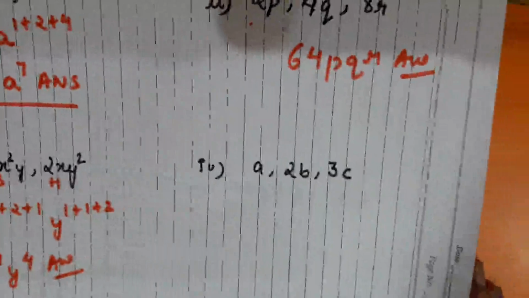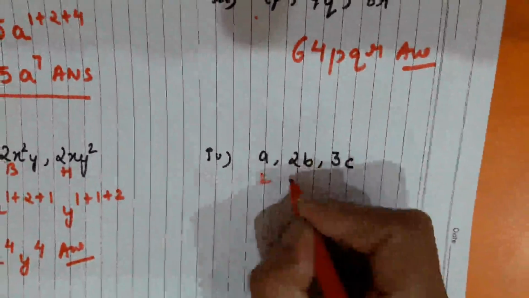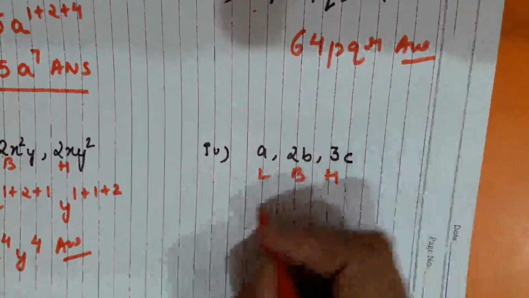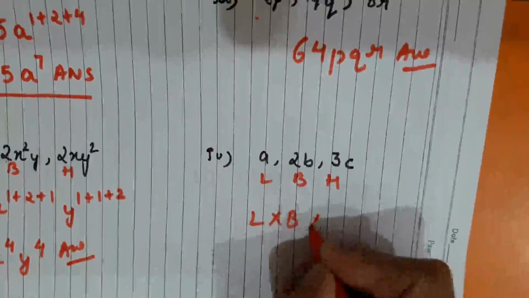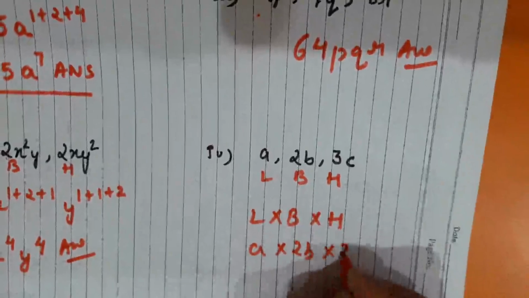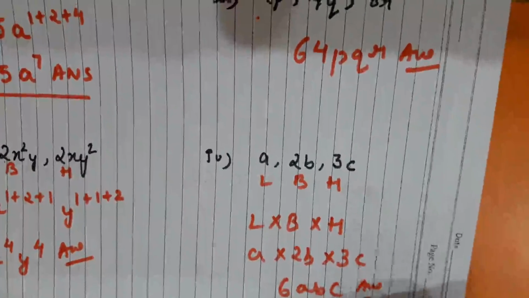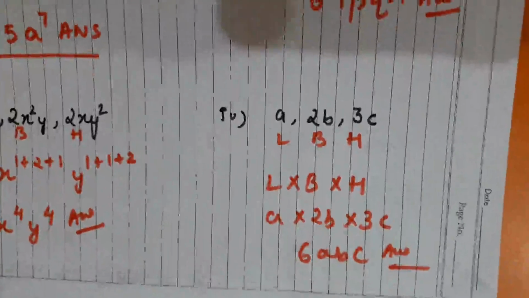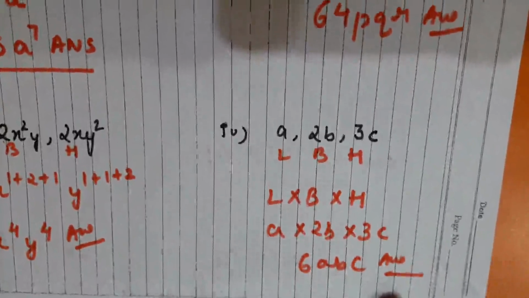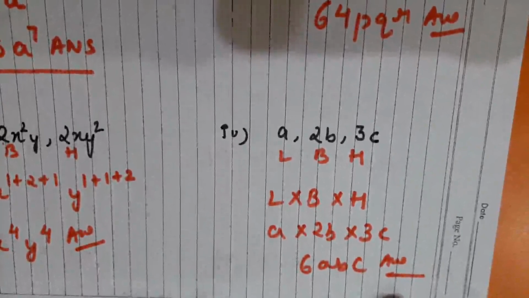Now let's move to the next question. Next question is a, 2b, 3c. This is your length, breadth and height. So length into breadth into height is a into 2b into 3c. It gives you 6abc. So this will be your answer. So I hope you are able to do product in algebraic expression now. Now let's move to the next question, question number 5.